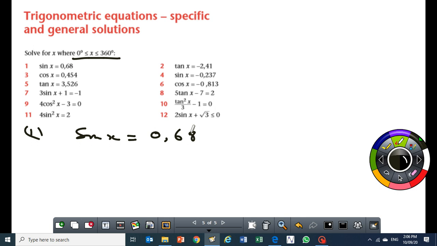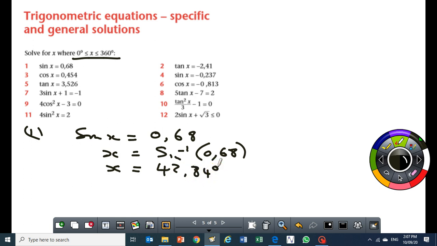You can get the one in the first quadrant by dropping the x, then taking the sine to the other side. When you take the sine to the other side, it becomes shift sine of 0.68. I hope you remember this. We are trying to find the angle now, so use your calculator. What is shift sine of 0.68, to 2 decimal places? It's 42.84 degrees.